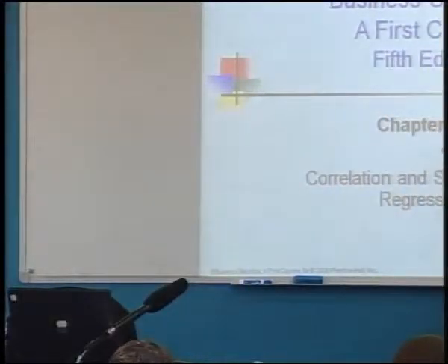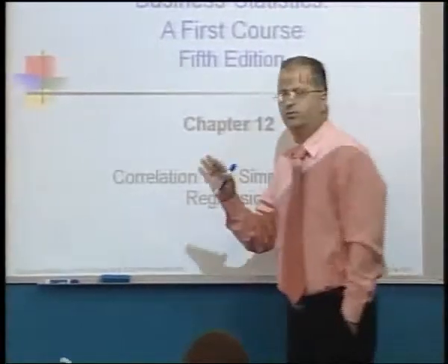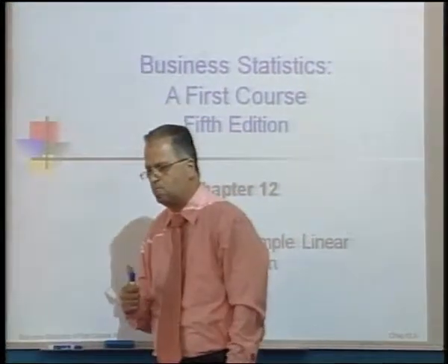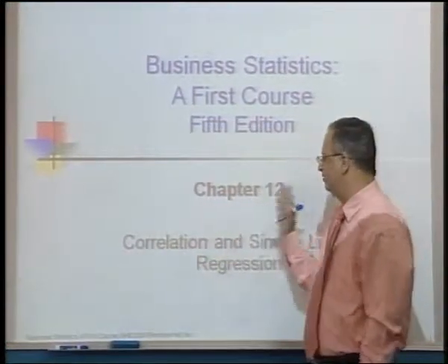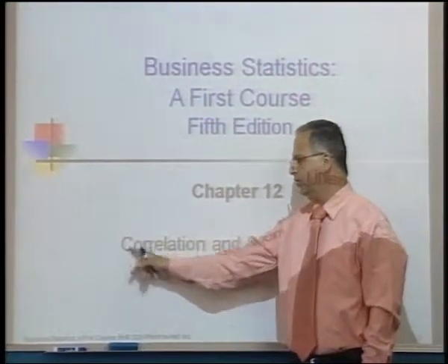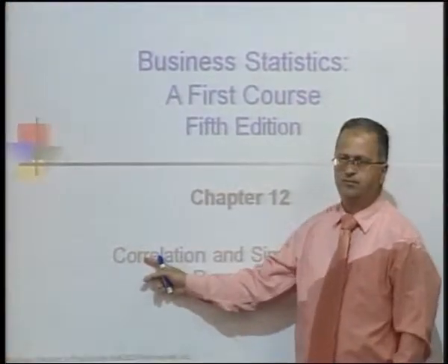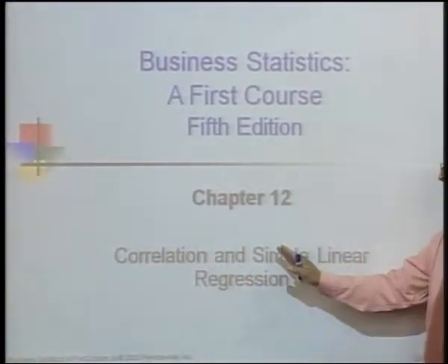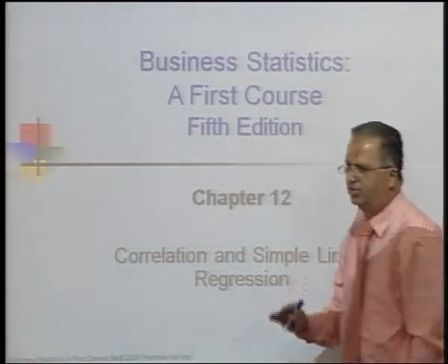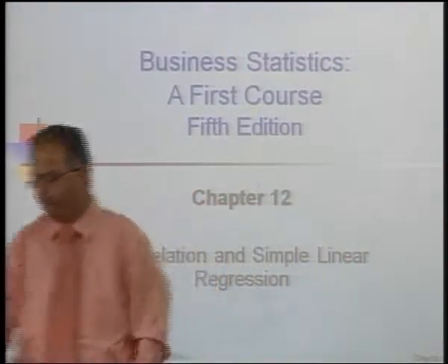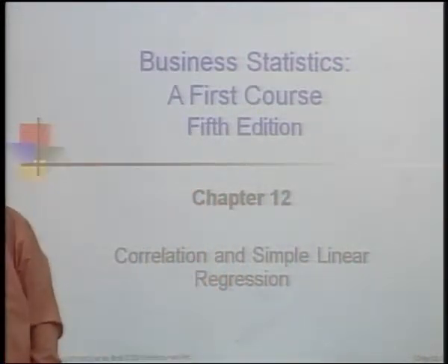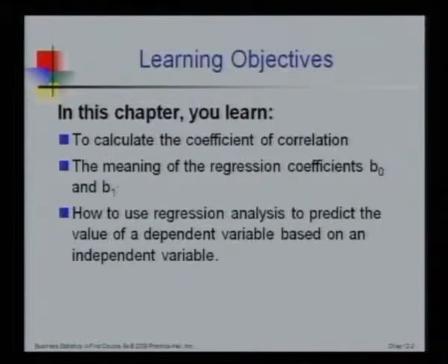The first chapter we are going to talk about in this semester is correlation and simple linear regression. So we are going to explain two types in chapter 12. One is called correlation, and the other type is simple linear regression. Maybe I'm going to spend about 2 lectures in order to cover these objectives.